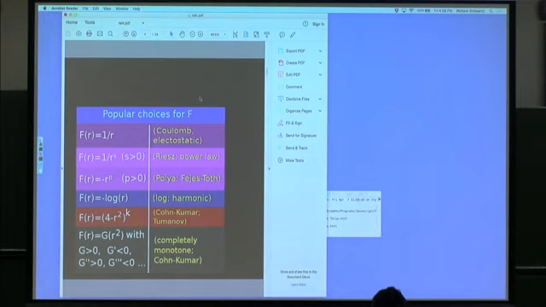So maybe I'll say something about some popular choices for the potential. 1 over r is the classic Coulomb potential, or the electrostatic potential. Another thing is that people look at power laws.